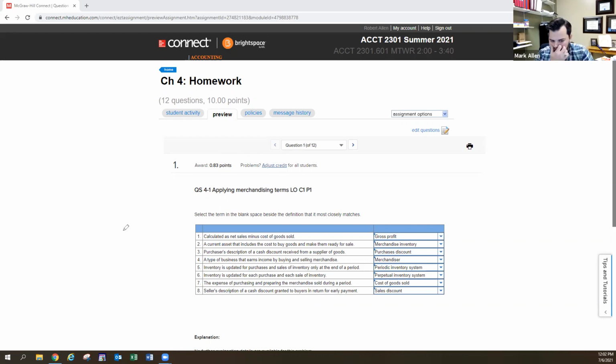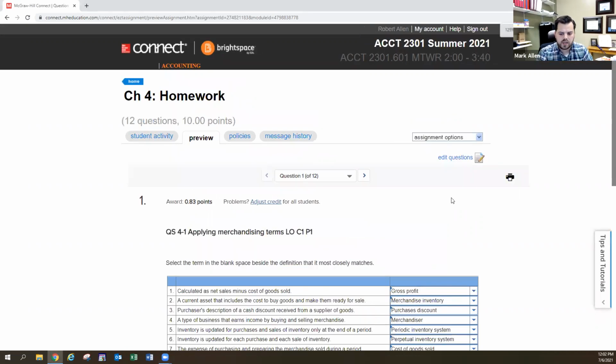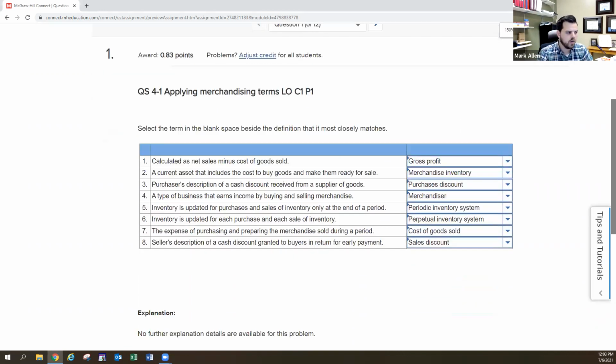So here in this first question, and hopefully at this point you've already watched the lecture video on chapter 4. So now that you're working through the homework, this first question really just goes through a lot of the terminology in this chapter. It's not the most exciting question in the world, to be fair, but it is quite important that you understand these terms because we'll be using them very, very frequently throughout this chapter.